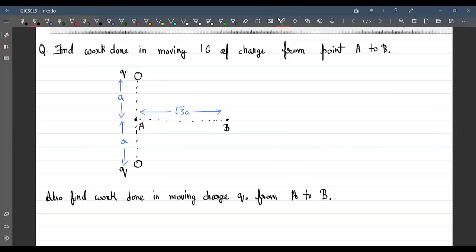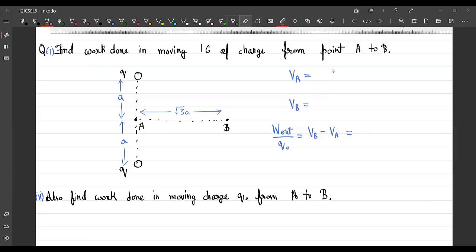Got the answer? First find VA, then find VB, and your work done per unit charge is final minus initial potential. Okay, Rishit, let's solve this together. Tell me the value of VA. Potential at point A.